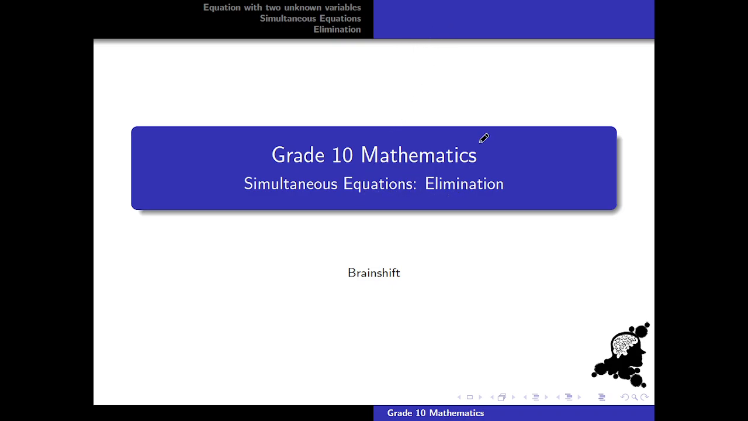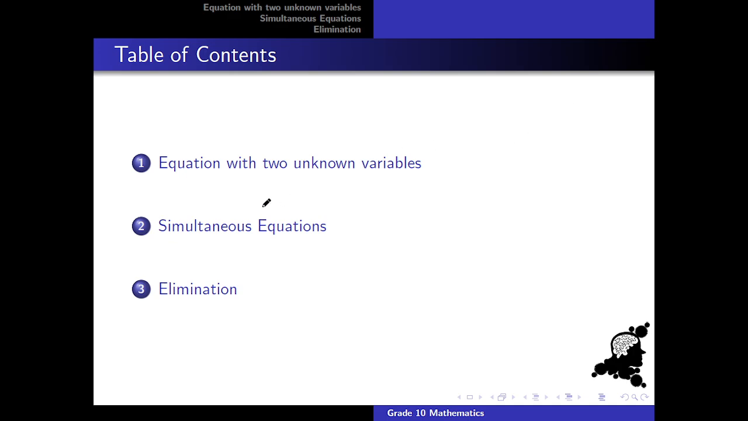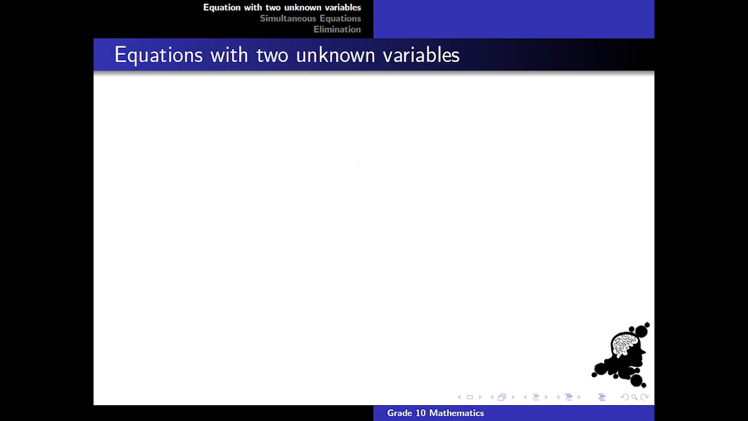Welcome to this video on grade 10 mathematics, and in this video we want to have a look at simultaneous equations, and to be specific we want to have a look at elimination. So what we want to have a look at today is we've got equations where we've got two unknown variables, and then we get into the business of what simultaneous equations actually are. Lastly, we'll end off with the demonstration of how to use elimination to solve equations simultaneously. Without any further ado, let's get straight into the video.